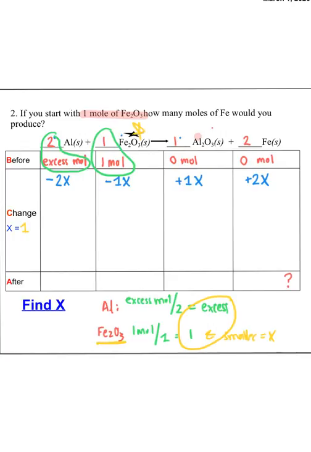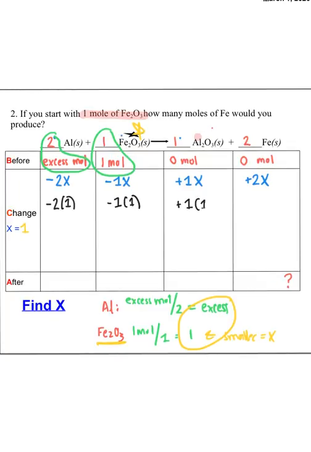He is my limiting reactant. It means he is going to run out. So now let's plug that guy in. 1 times that 2, 1 times 1, plus 1 times 1, plus 2 times 1. That'll be a minus 2, a minus 1, plus 1, plus 2. Now I'm going to find my after box, and to do that, I'm taking my before plus my change. So I'm taking my excess minus 2, my 1 minus 1, 0 plus 1, and 0 plus 2.